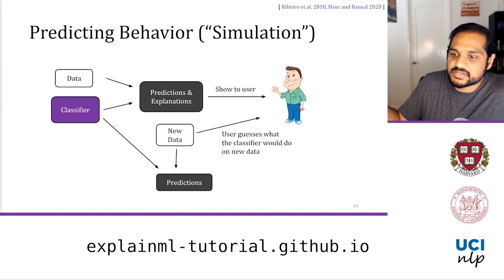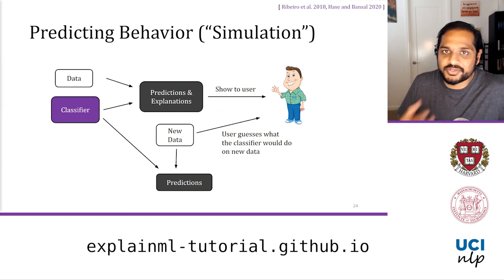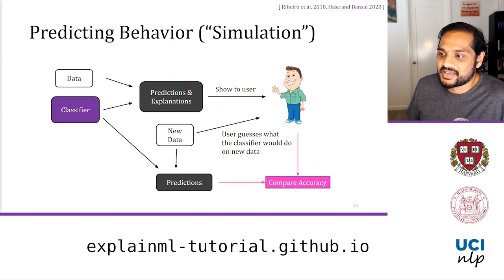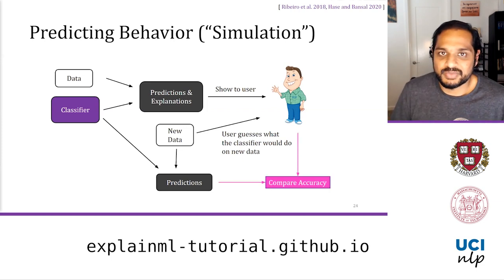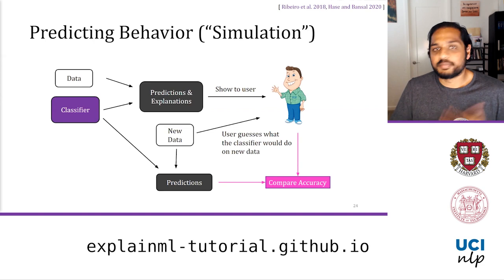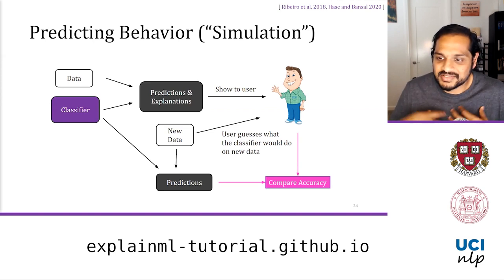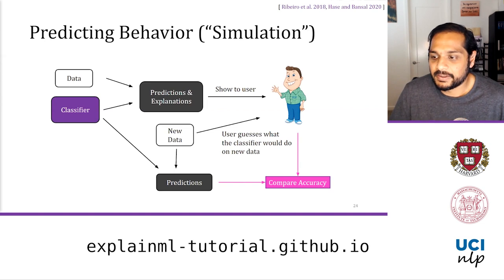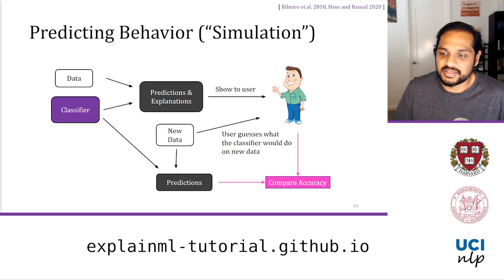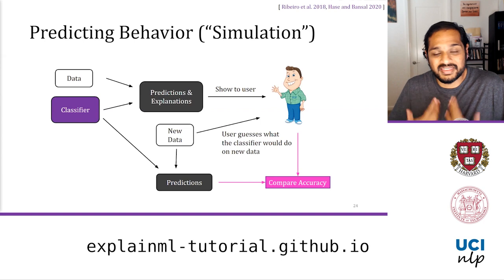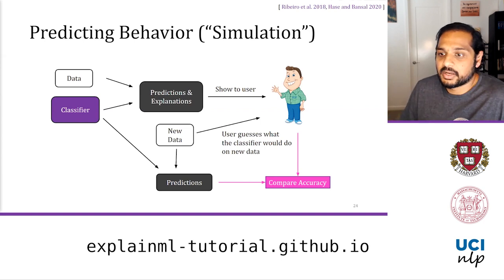They make their guesses. What you do is you run the classifier on this new data, get the actual prediction from the classifier and compare the guesses with the actual prediction and compute an accuracy. And this tells you how well the user understands the classifier. If they're really accurate at this, then they've been able to simulate the classifier and therefore the explanations must be useful.